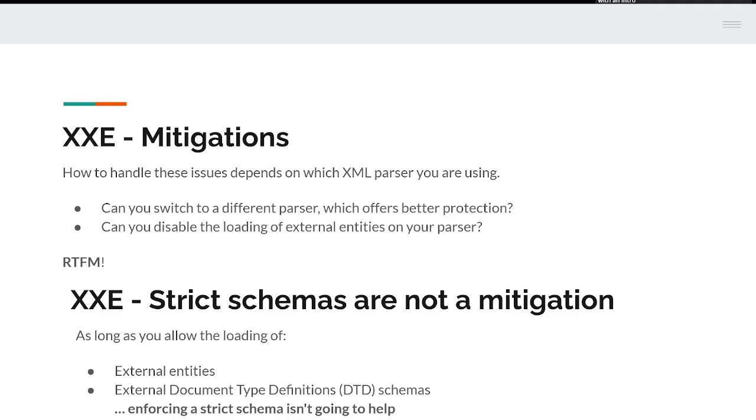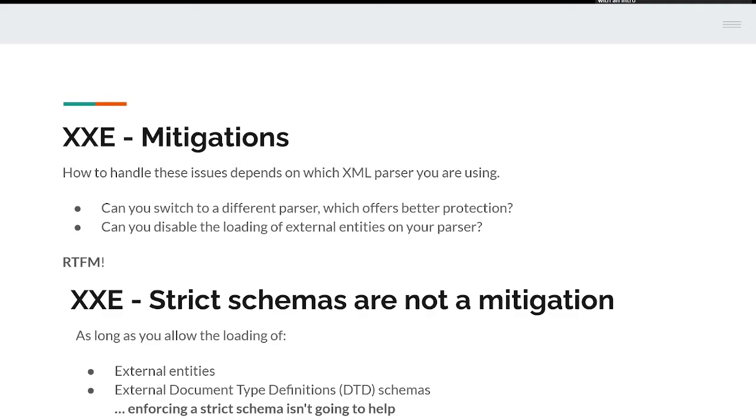First of all, with vulnerabilities like XXE you always need to consider the language you use and the parser you are using. Many vulnerabilities have pretty much the same way of mitigating the issues, but XXE is more specific to the parsers you are using. So first of all, if your parser is unsafe, check if there is any available better parser. Disable all the external entities on your parser. And if you need more clarity on how to use the parser, please RTFM, read the manual.